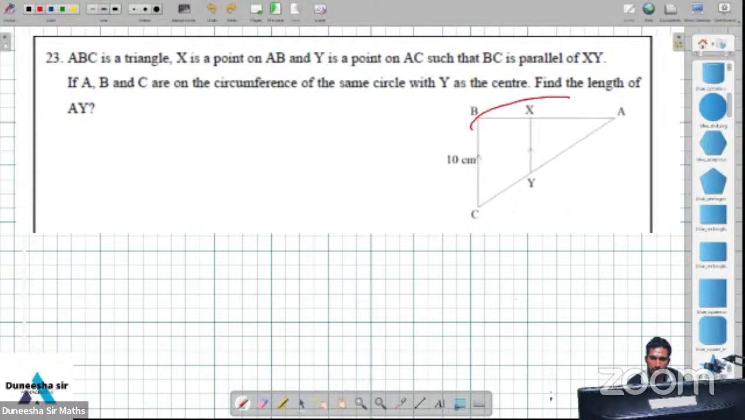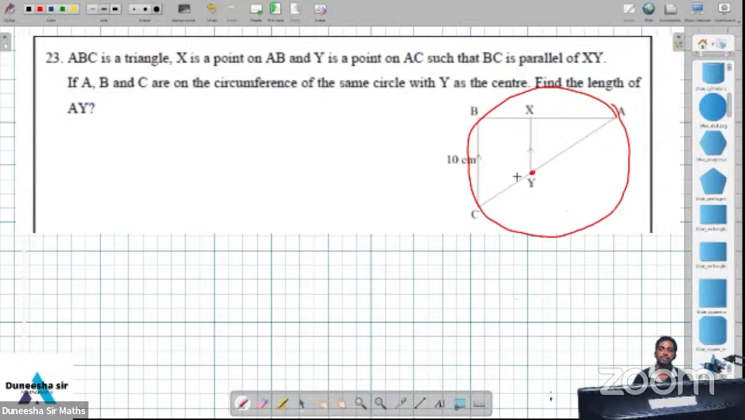You can draw a circle. I couldn't get a perfect circle. Okay. Y is the center again. Y is the center. Then, with Y as the center, AY and CY are both radii. Find the length of AY. Now asking for the AY length. Can you get it? How do we find it? Can you tell me how much XY is?